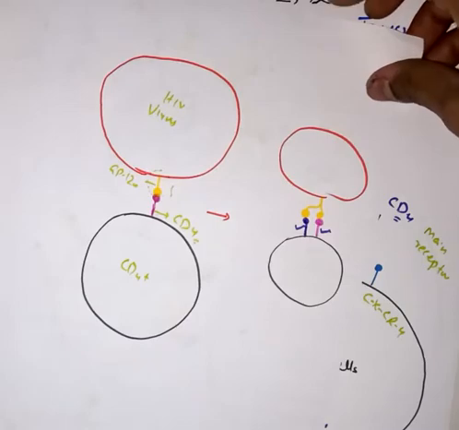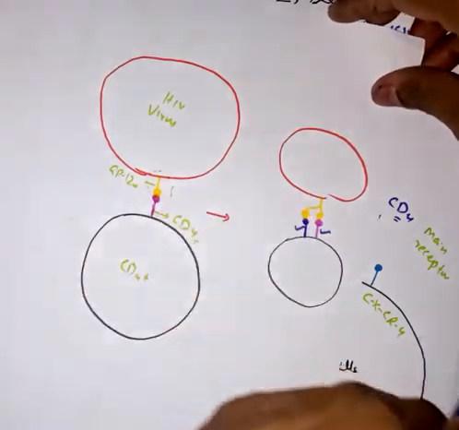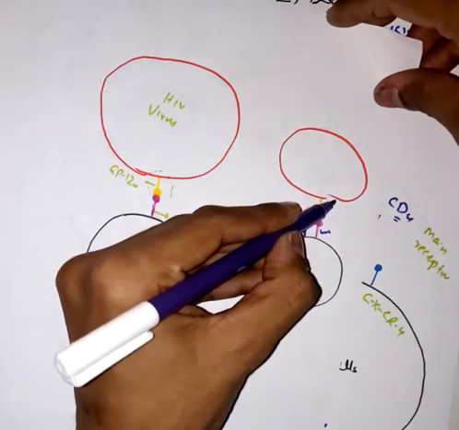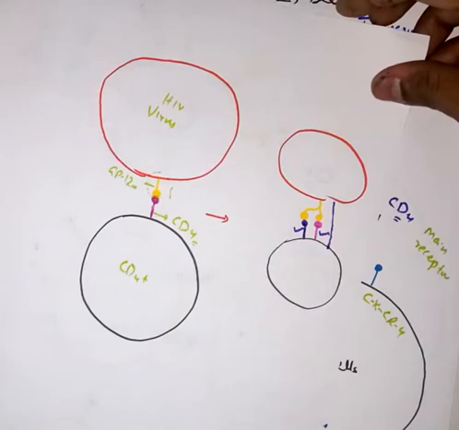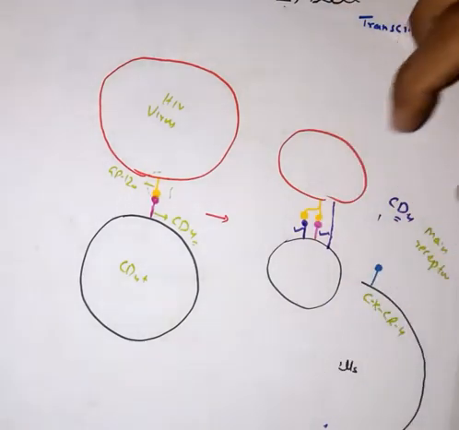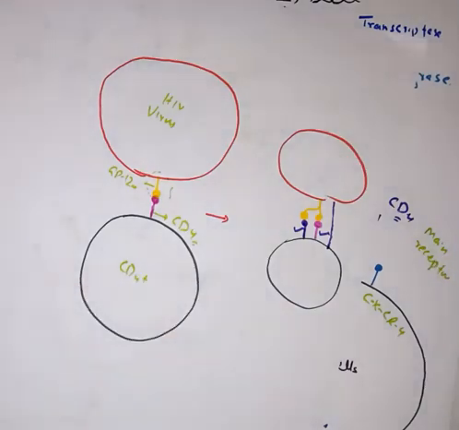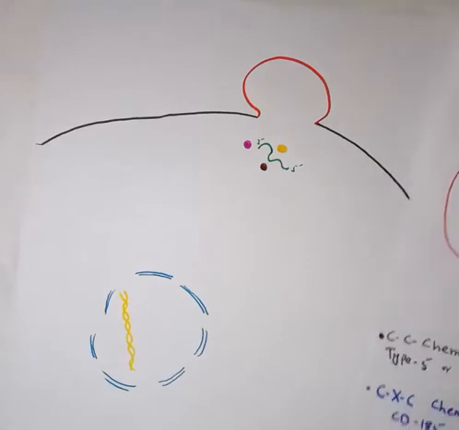Now what will happen during penetration? During penetration, after this attachment, the GP41 will penetrate inside the host cell, and it will cause the penetration or endocytosis of this HIV virus, and endocytosis will be like this. Okay, endocytosis will occur. Clear?